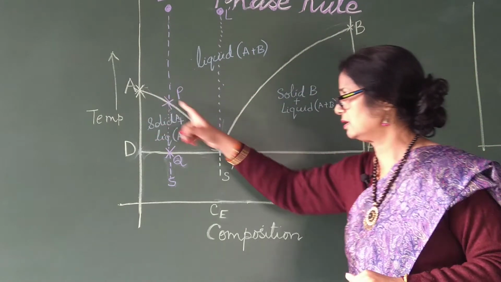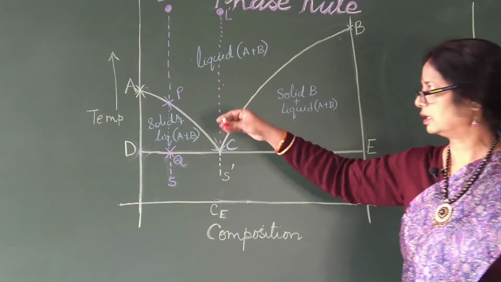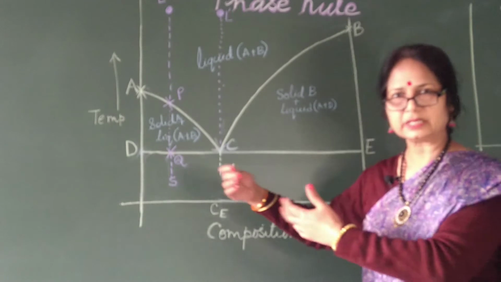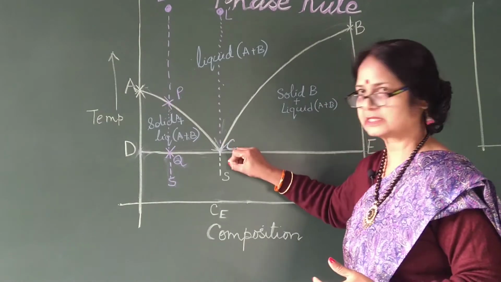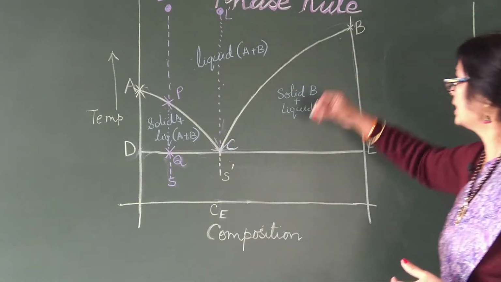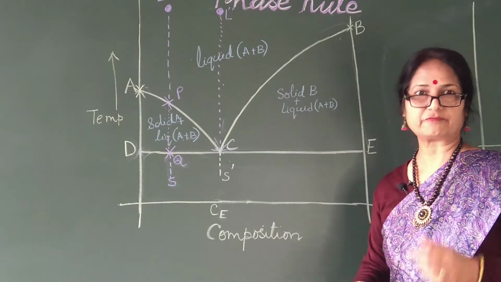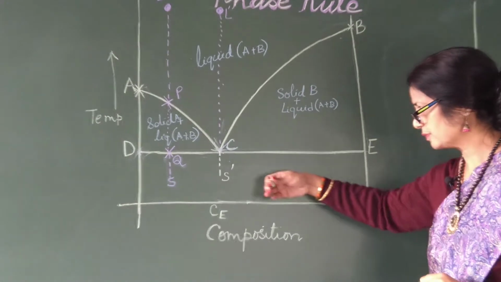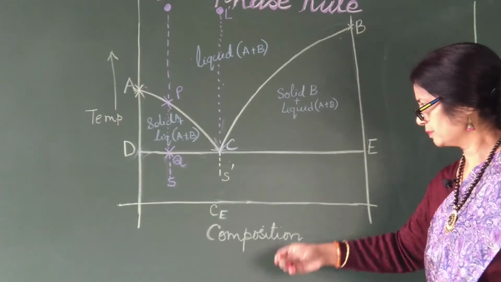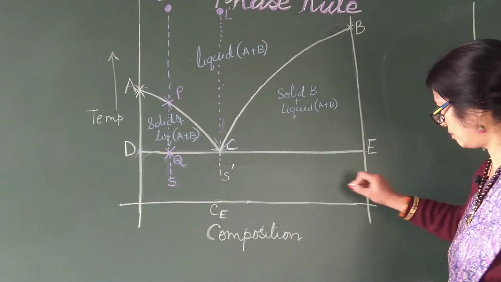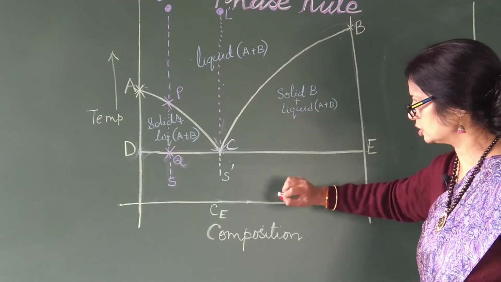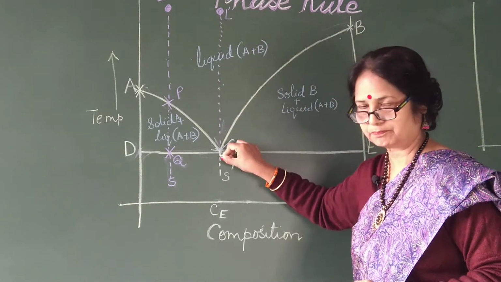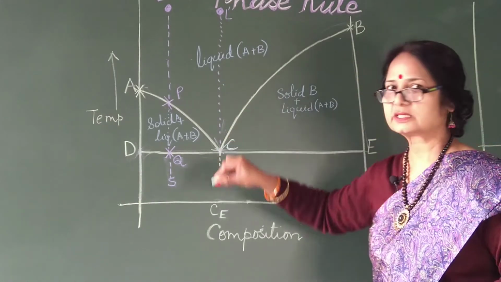And AC depicts the freezing point curve of A when substantial amounts of B are added to it. This AC represents the freezing point curve of A, and this BC represents the freezing point curve of B, to which substantial amounts of A are being added. So this is the composition axis, and from here we can get the composition of each point on these curves BC and AC.